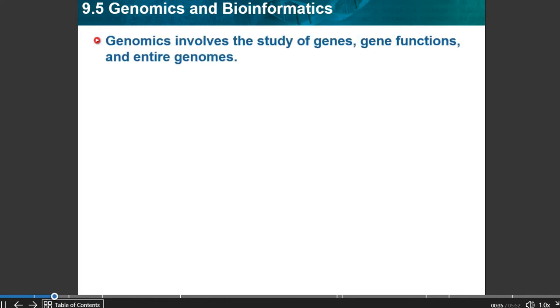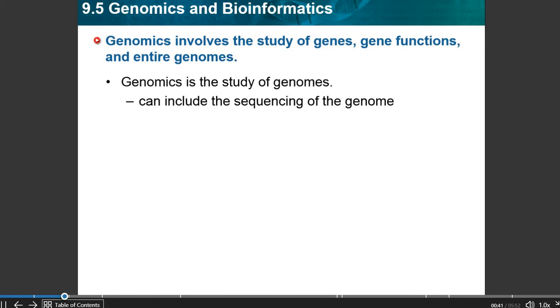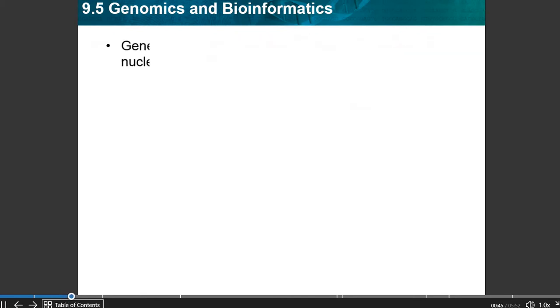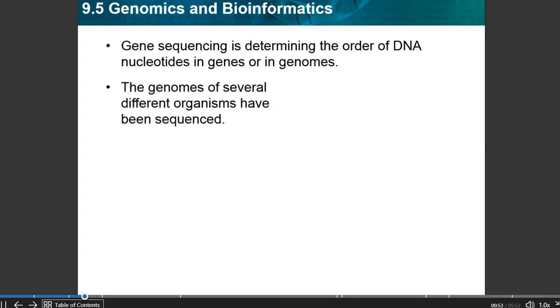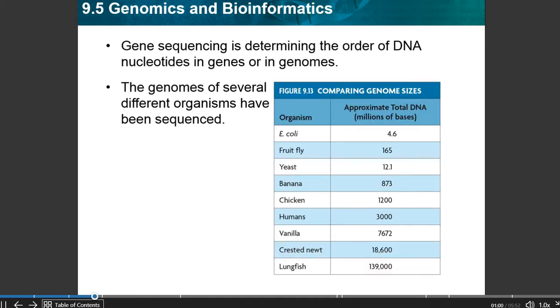So genomics is the study of the genome. And it can include sequencing the genome, comparing genomes within and across species. So gene sequencing is determining the order of DNA nucleotides in genes or in the genome. The genomes of several different organisms have been sequenced, as you can see right there. Even humans are in that category.